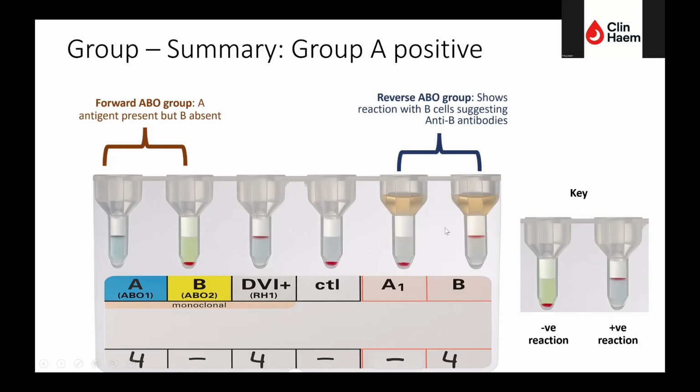Then we do the reverse blood group, and it confirms this: the patient's plasma shows a reaction with B cells, suggesting there are anti-B antibodies present as expected. The reaction with B cells is positive and with A cells is negative, and that's consistent with the forward group. So that means the patient has blood group A. Now for RHD, you look at this section here, and it shows that when they added anti-D to the patient's red cells, there was a reaction, which means the patient has RHD antigen, which means they are RHD positive. So this patient's blood group is A positive.